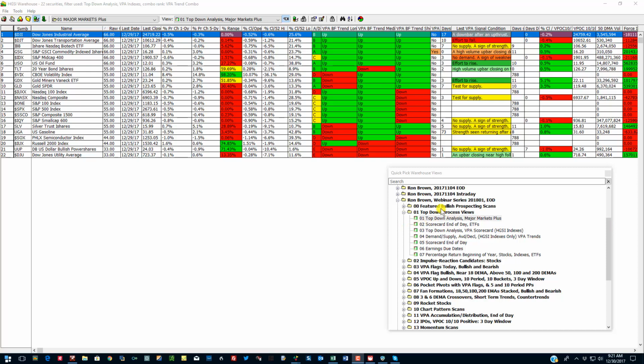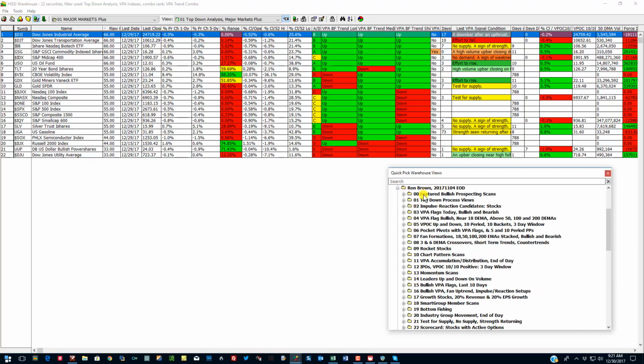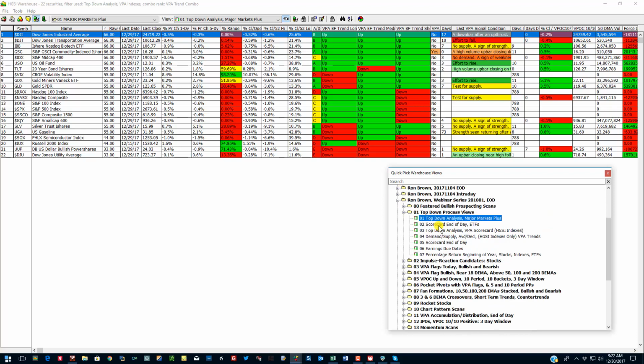Now you have most of these views. I've modified some views for my own personal satisfaction just to make them more functional and easy. But if you go up to Ron Brown under the top-down process views, you'll have many of these views, if not most of them. I have just made some cosmetic changes and added, I think, one more view to this. But other than that, you should be all set to follow along with this.